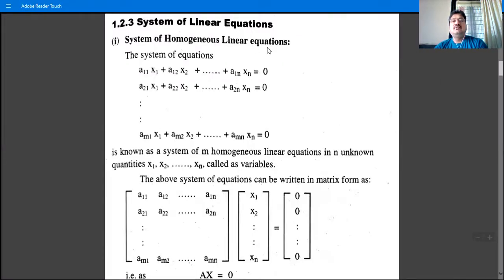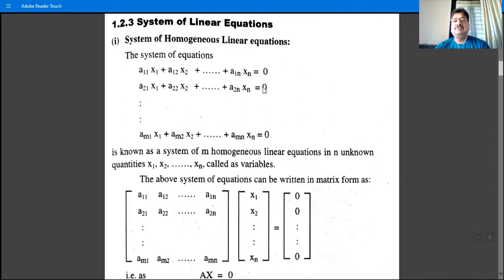System of homogeneous linear equations. So this is the system of homogeneous linear equations: a11 x1, a12 x2, a1n xn. What are a11, a12, a1n? All are real numbers. Similarly, the second equation, in this way, the mth equation. So this is the homogeneous system because all these constants are equal to 0.